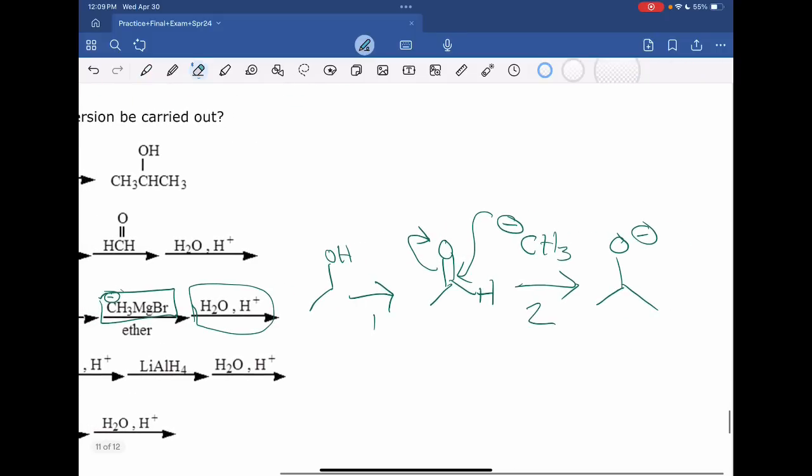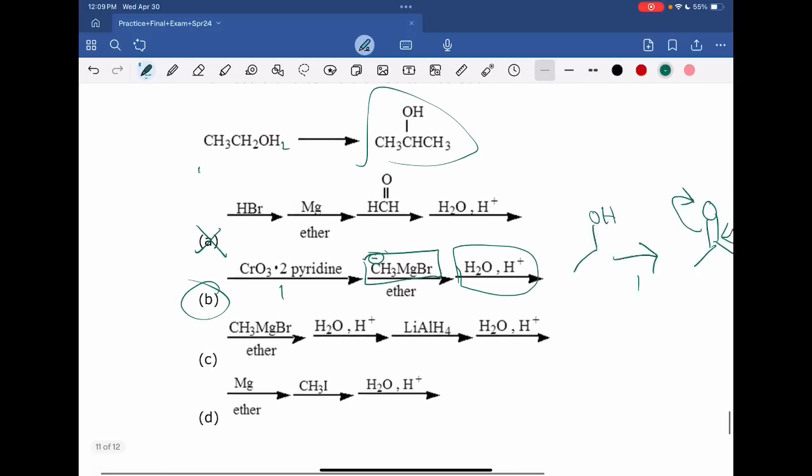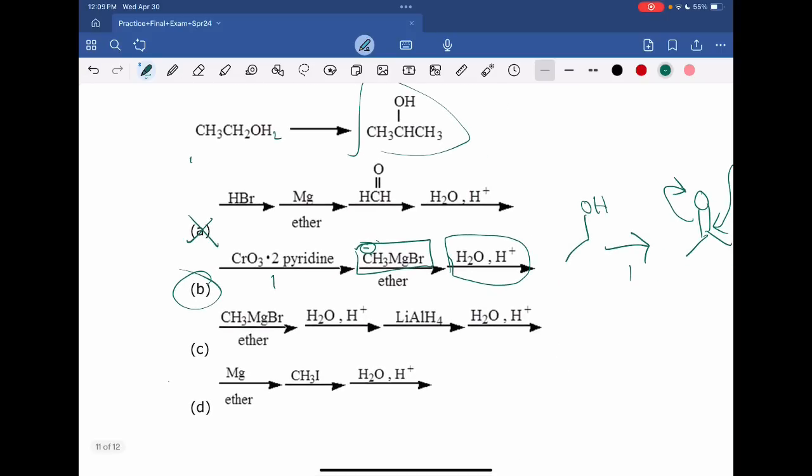So I'm not going to draw this. I'll just draw OH. 2 and 3. And this is what you want. So it's B. C is wrong because if you react this with a Grignard, it will just do acid base. Doesn't make sense. Why would you want to do that?